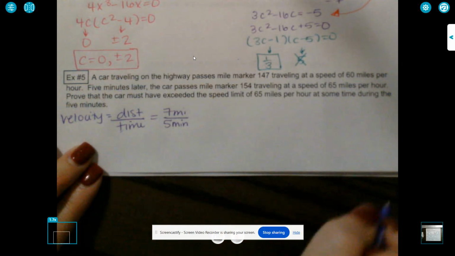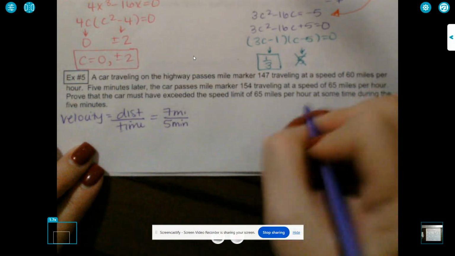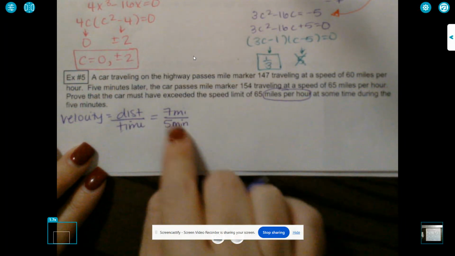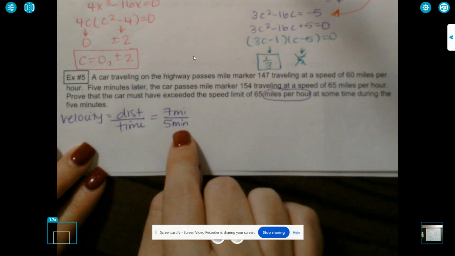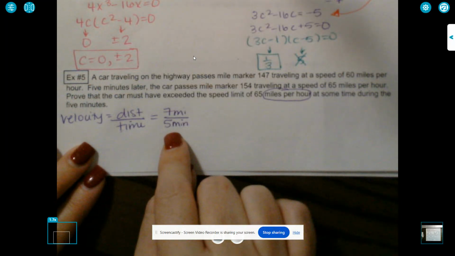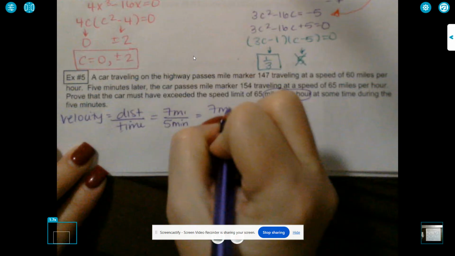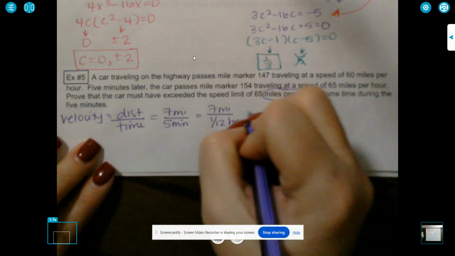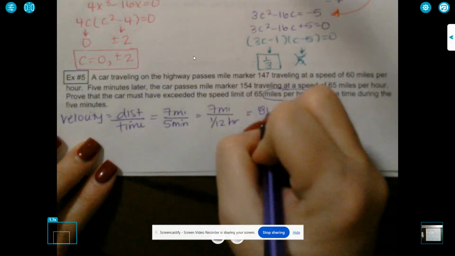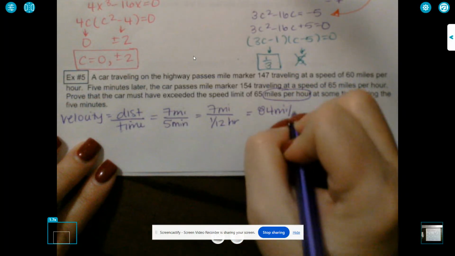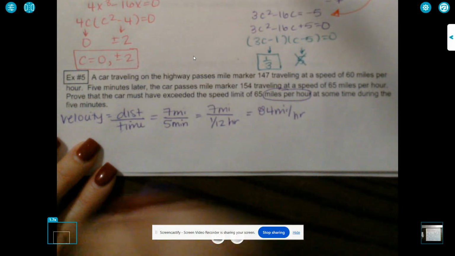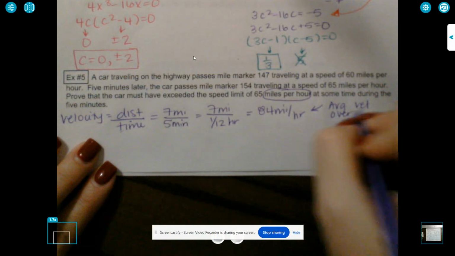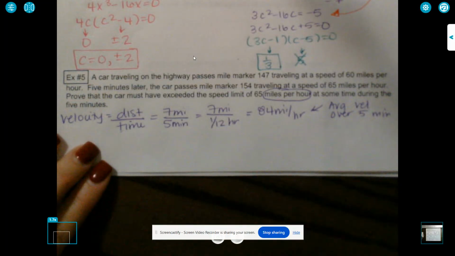Well, normally velocity obviously is going to be in miles per hour, which is what our measurement is here. So right now we're in miles per minute, so I'm going to convert minutes to hours. So 5 out of 60 is going to be 1/12, right? So we're at 7 miles in 1/12 of an hour. So keep, change, flip that. Let's do the math. That gives us 84 miles per hour. That is your average velocity over the 5 minutes.